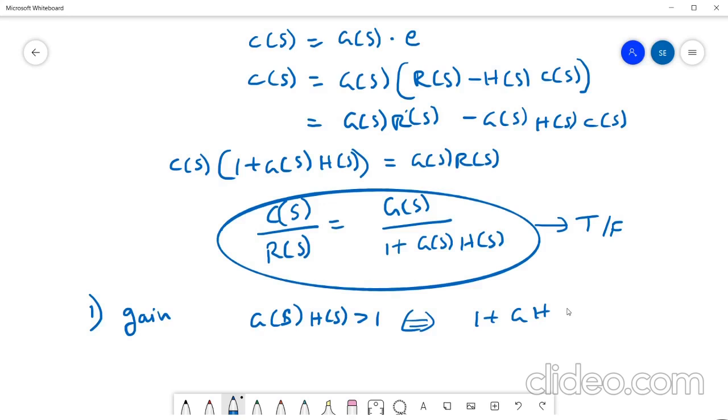So what happens if it is greater than 1 or higher value? What if I am increasing this H of S? Since 1 plus G of S H of S is the denominator factor, overall gain, that is C of S to R of S, will come down actually, right? When I am increasing G of S H of S value, since it is in the denominator, overall gain when I am calculating, the value will come down. That means overall gain will come down actually, right? So overall gain will decrease.